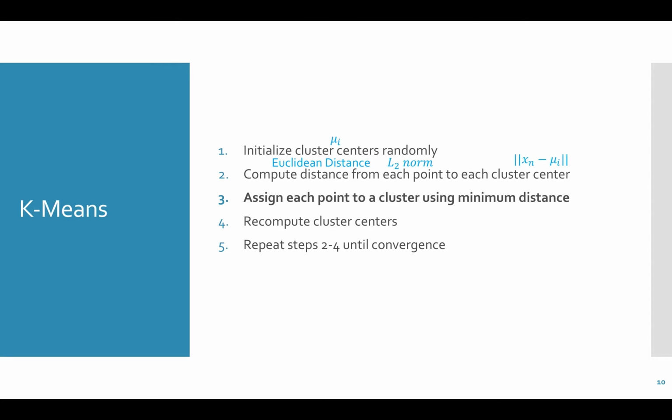Then we're going to assign each point to a cluster using the minimum distance. So we're going to compare this xn to every cluster center, and then assign it to the cluster with the minimum distance. Then we have all of these clusters, C1 through CK, and each cluster is a set of points. We're going to take each set of points and compute the average, or the mean, and that will be our new cluster center. And then we're just going to repeat steps 2 through 4 until convergence. The points will move around between clusters, and eventually the points will stop moving. Once the cluster centers stay the same, it has converged.